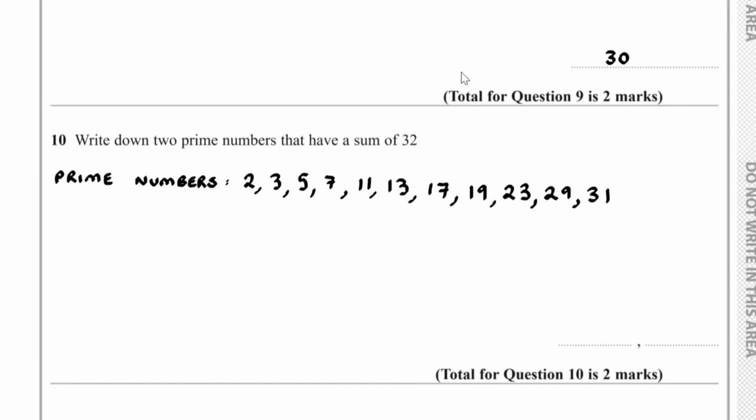So what we want is something which adds to give 32 with these numbers. Well, we could have the 3 and the 29. We could also have the 13 and the 19. So we could have 3 and the 29, which add together to give 32.